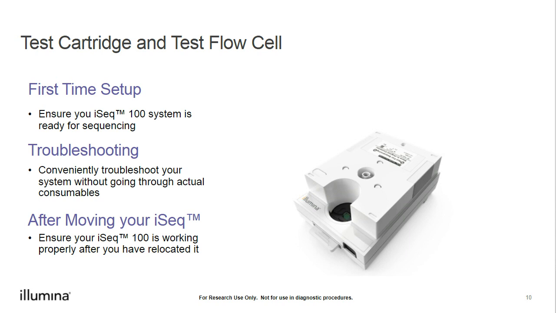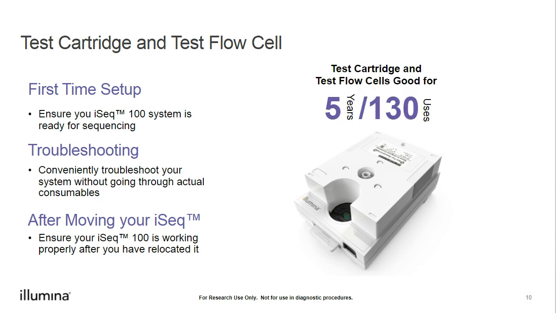The iSeq 100 instrument is very small and doesn't have sensitive components that can be jostled around when moved. And so this instrument can be moved by the lab if there's a more convenient place for it. After moving it, just to make sure that it's still running well, you can go ahead and run the system check on it, just to ensure that all of the components are still running there. And again, with that latest version of the control software, these test kits are good for 5 years or 130 uses. So I wanted to highlight that as well.